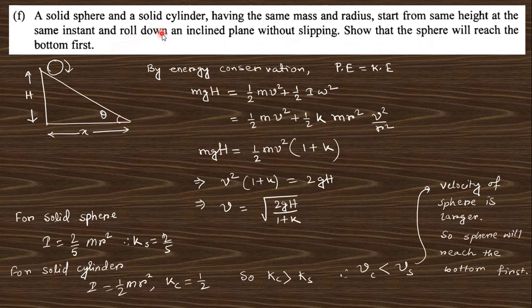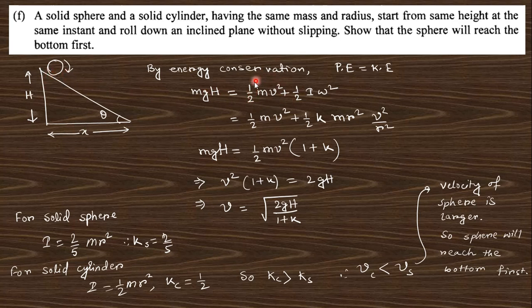A solid sphere and a solid cylinder having the same mass and radius are started at the same height at the same instant and roll down. So there are two conditions, we can roll a solid sphere or a solid cylinder. In general we can say here by conservation of energy, potential energy will be converted into kinetic energy. So the potential energy is mgh and the kinetic energy will be there.